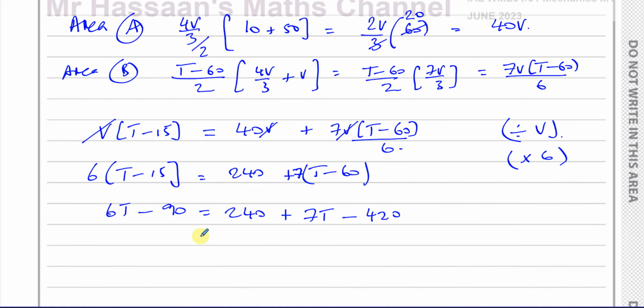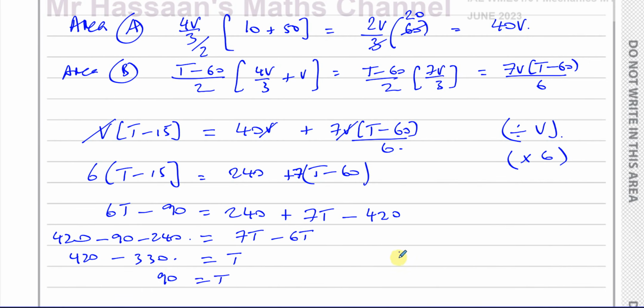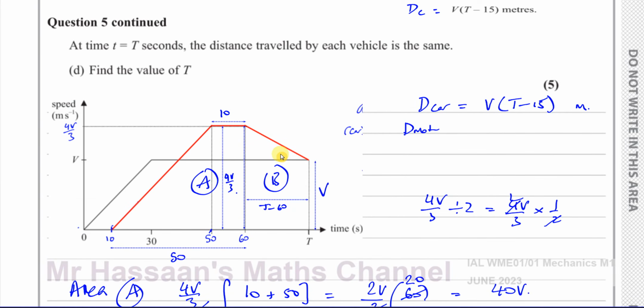Okay, now I can bring the t's together on this side. So 7t minus 6t is equal to, and here I'm going to add 420 to both sides. I'm going to have minus 90 here already and minus 240 here. And so that gives us t on this side. That's 420 minus 330. 420 minus 330 gives us 90. So t is equal to 90. All right? And there's the answer. The answer is 90. Find the value of t.